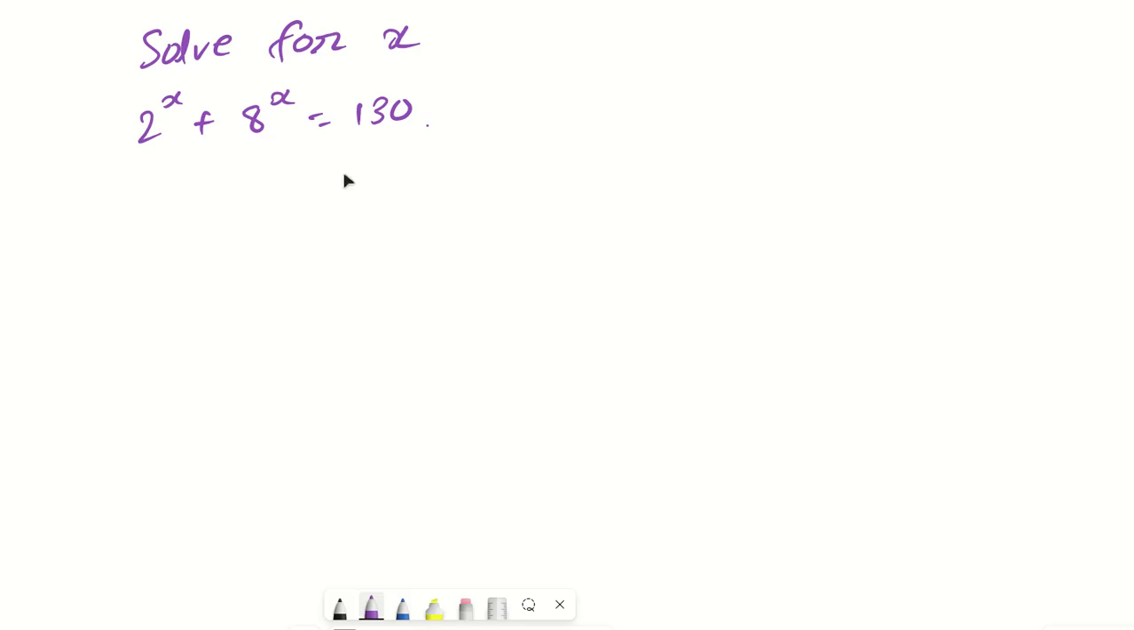This equation has been asked in one of the university examinations like Cambridge University or Harvard University. So what we'll do is we'll try to find out a method to solve for the value of x, like what is the value of x going to be. Do you think 2 to the power x plus 8 to the power x is equal to 130? How do we do that?